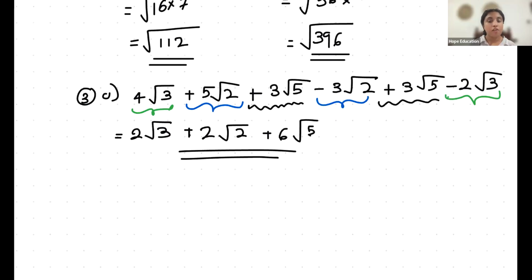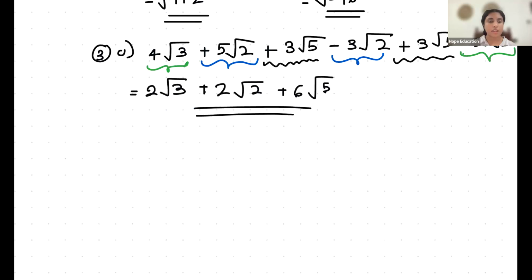Then fourth question, G and I. Fourth question, G. 3 root 5 over 2 root 7. We have to rationalize the denominator of the following fractions.